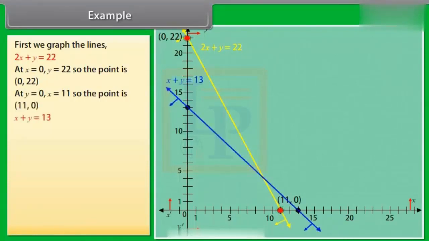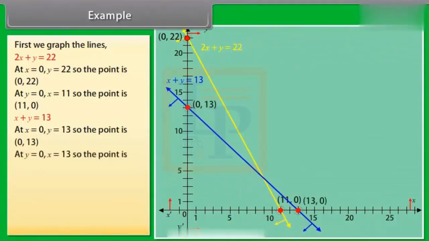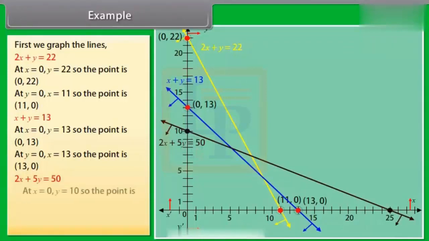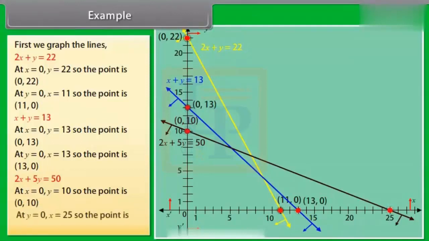x plus y is equal to 13. At x is equal to 0, y is equal to 13, so the point is (0, 13). At y is equal to 0, x is equal to 13, so the point is (13, 0). 2x plus 5y is equal to 50. At x is equal to 0, y is equal to 10, so the point is (0, 10). At y is equal to 0, x is equal to 25, so the point is (25, 0).